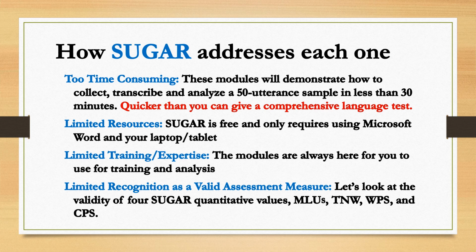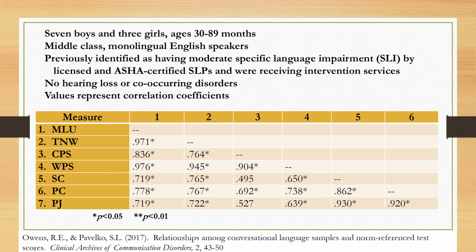Finally, the idea that language sampling has limited recognition as a valid assessment measure. In the next slide I'm going to show you a study that we did to look at the validity of 4 SUGAR values. So to address the issue that language sampling has limited recognition as a valid assessment measure, Bob and I looked at the relationships between measures obtained from a language sample and measures obtained from standardized testing.